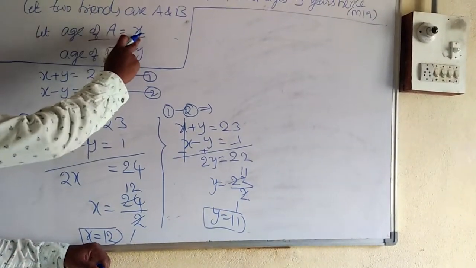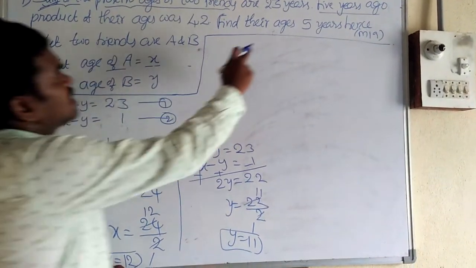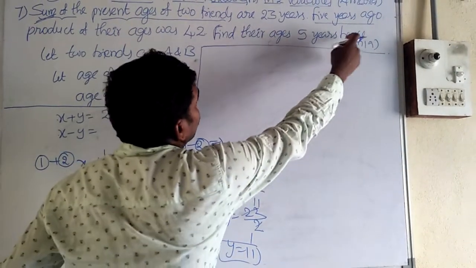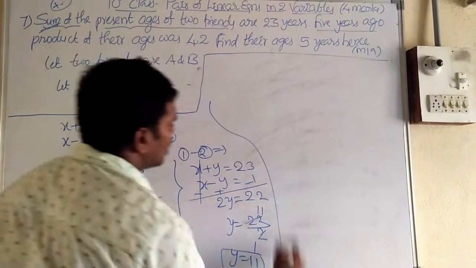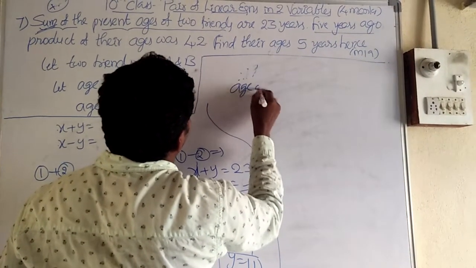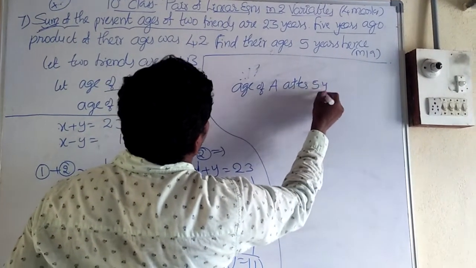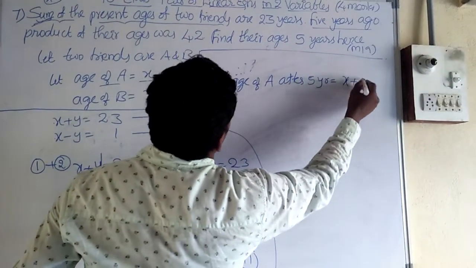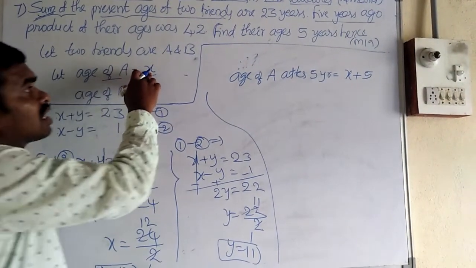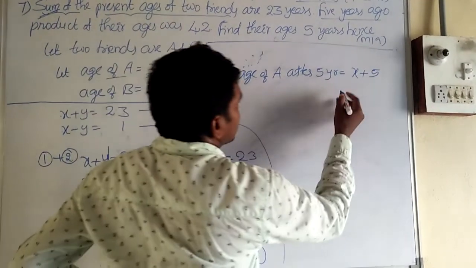What is x? Age of A, means present age of A, and y is the present age of B. But what is being asked? Their ages, but not only present ages, after 5 years is asked. Therefore, age of A after 5 years is equal to x plus 5, because we have taken present age as x and we want after 5 years, so we should add 5 years, that is x plus 5.